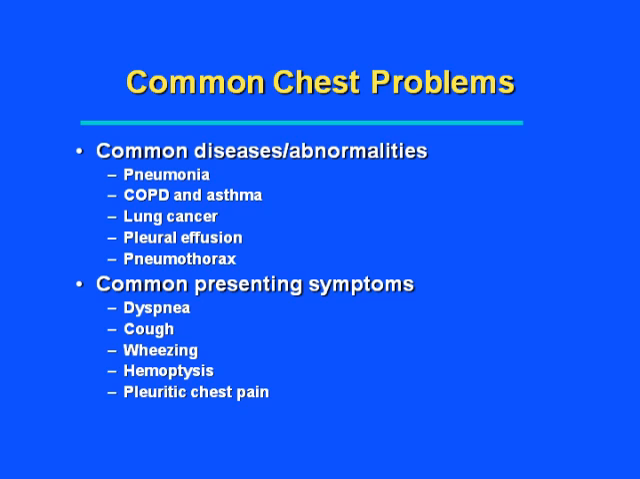This is a list of common chest problems, and it's not comprehensive, but it's some of the basics. So that includes diseases such as pneumonia, COPD, asthma, lung cancer, and abnormalities, which are signs or symptoms of another process, such as a pleural effusion or a pneumothorax. Some of the most common presenting symptoms that you'll encounter are dyspnea, cough, wheezing, hemoptysis, and chest pain that, for our talk, will focus on pleuritic types of chest pain.